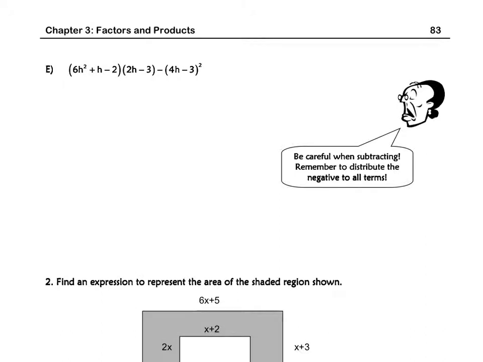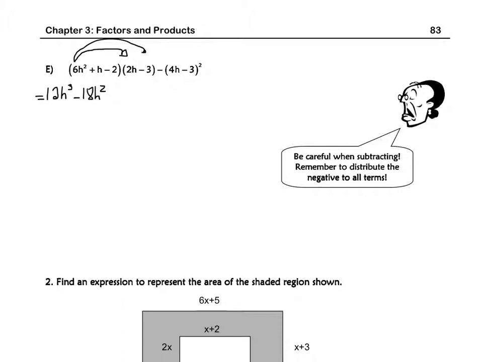Okay, so this next one is similar, except this time you have the trinomial in front, but you still use just distributive property. So it's 6h squared times 2h, which is 12h cubed, and then 6h squared times a negative 3, which is minus 18h squared.